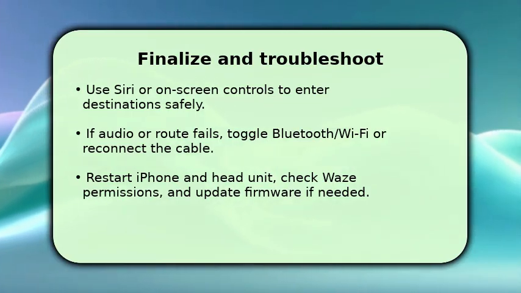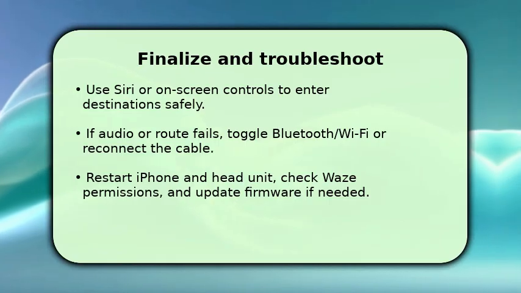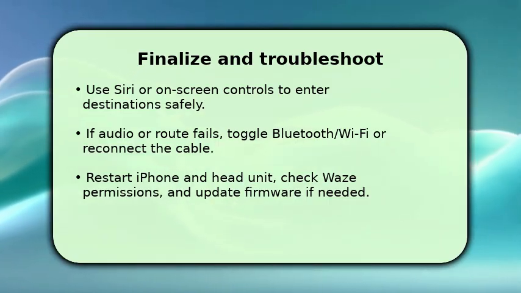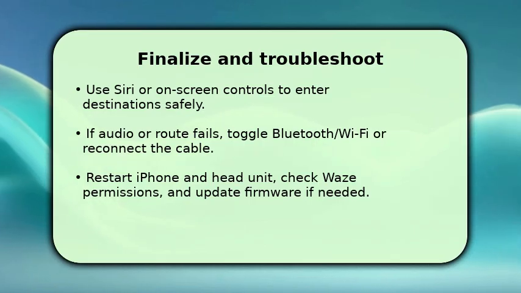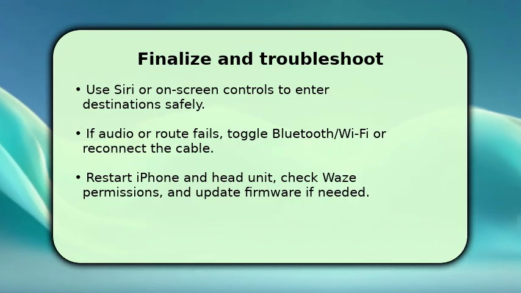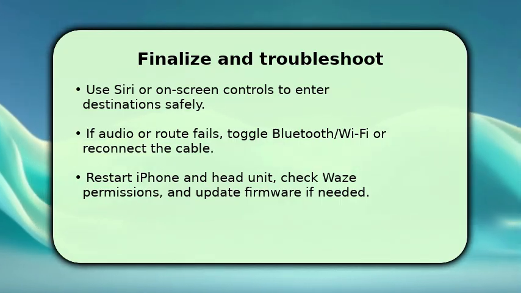If Waze doesn't show audio, navigation, or loses connection, disconnect and reconnect the cable or turn Bluetooth and Wi-Fi off and on. This refreshes the link. If problems persist, restart both the iPhone and car head unit, confirm Waze has location and CarPlay access, and update the phone's iOS or the car's firmware.